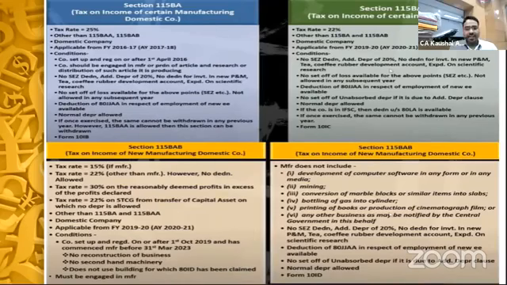Thanks. The third section is 115BAB. So basically, it is for the new manufacturing companies which have been incorporated or registered on or after 1st October 2019, and they have commenced their business before 31st March 2023. So here the reduced tax rate of 15% shall be applicable on those manufacturing entities. However, things to be noted: the manufacturing entity shall not be formed out of the reconstruction of an existing business, like it is not a spin-off unit or a demerged unit or something like that, or an amalgamated unit.